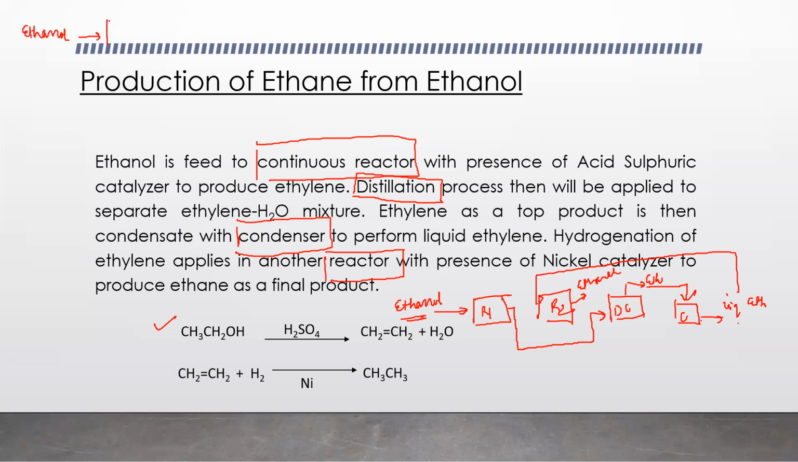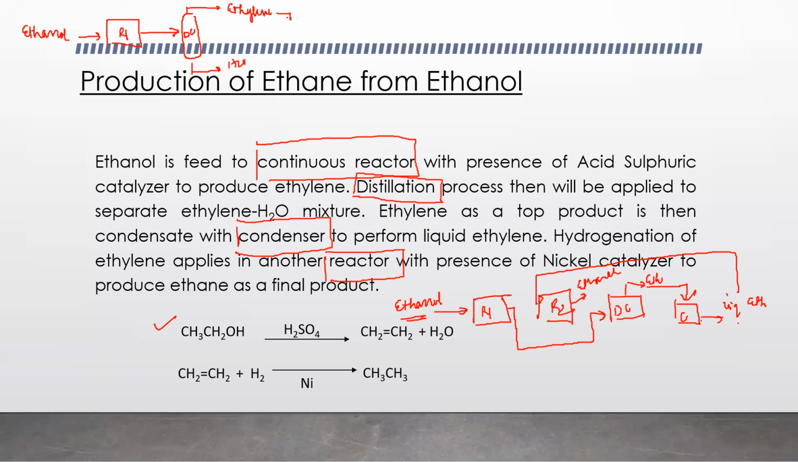Ethanol is fed to reactor number 1. From this reactor we get an ethylene-water mixture. Now this is then fed to a distillation column. So this is my distillation column. The top product gives me ethylene, which means of course the bottom product gives me water.